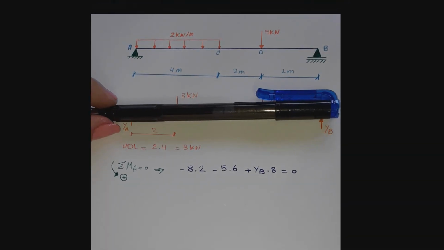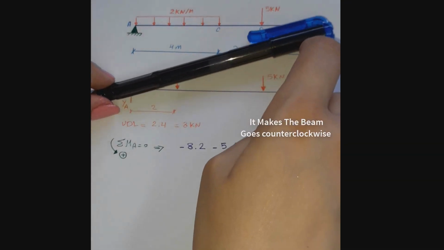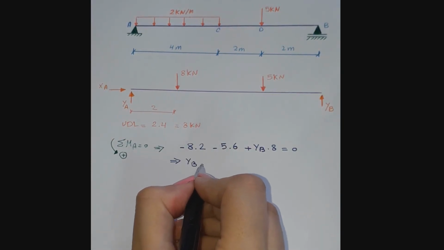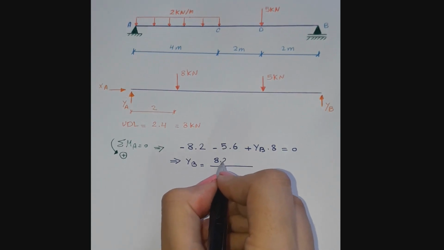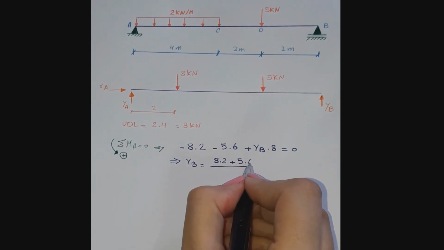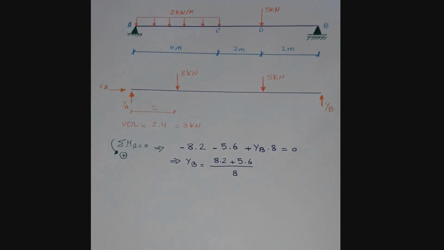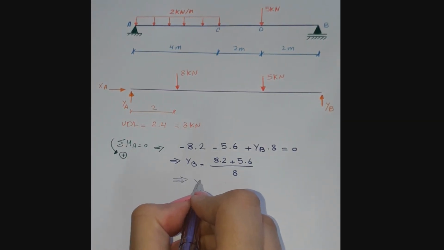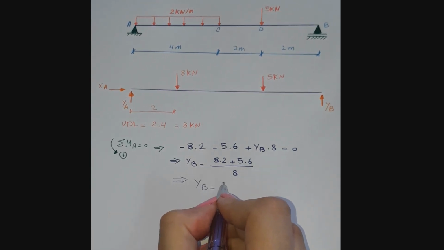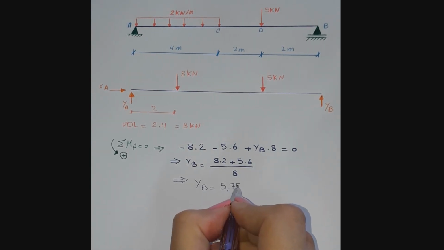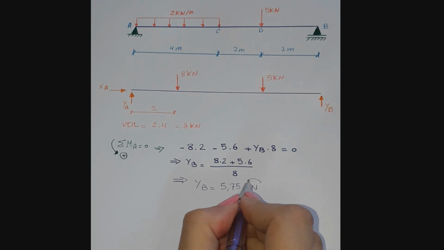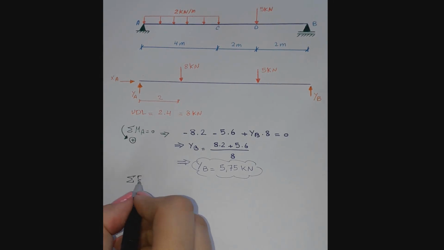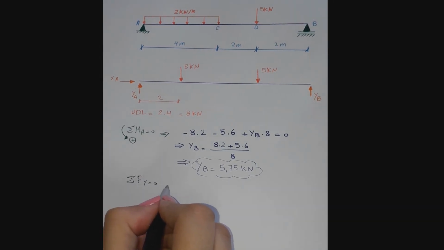The moment of YB is positive because it makes the beam go counterclockwise. I will isolate YB. We have 8 times 2 plus 5 times 6, over 8. Using the calculator, we can find YB equals 5.75 kilonewtons.